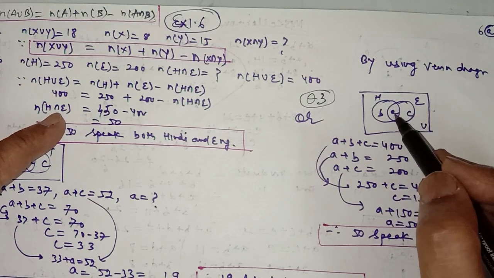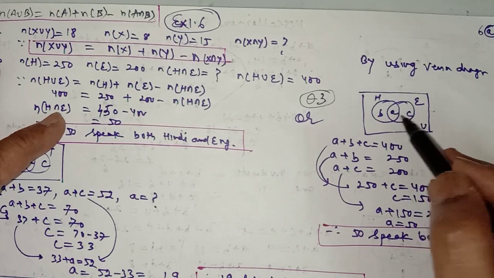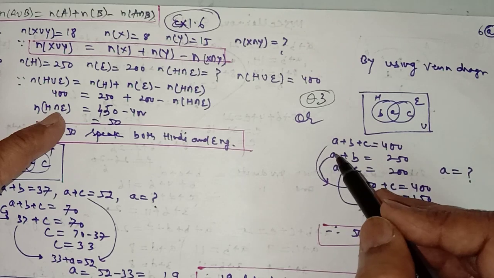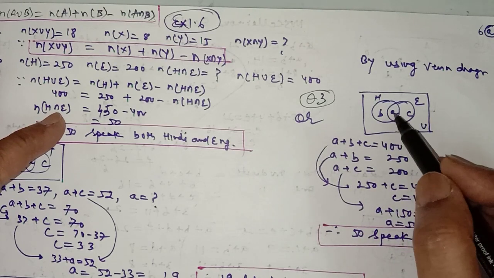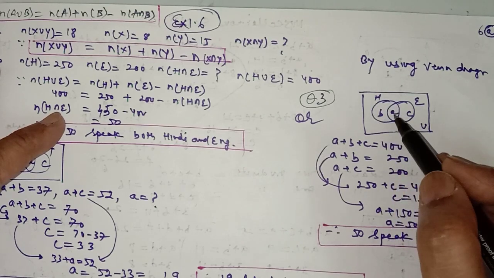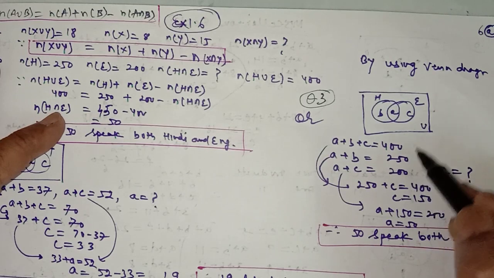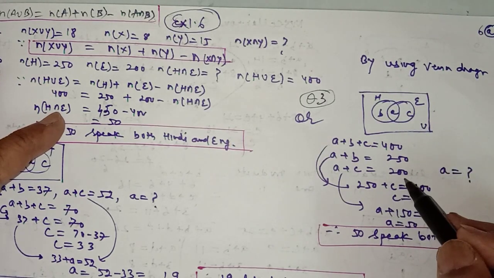A plus B means the number of persons who are speaking Hindi. A plus C means the number of persons who are speaking English, and it is given that the number of persons who are speaking either Hindi or English, that is A plus B plus C, is 400. The number of persons who are speaking Hindi, that is A plus B, is given as 250. The number of persons who are speaking English, A plus C, is given as 200.